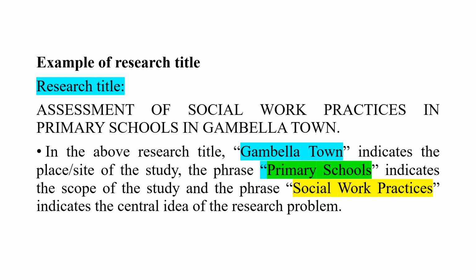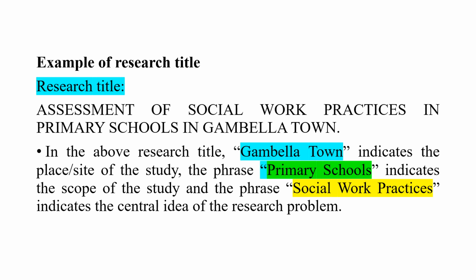Look at this research title. In this research, the phrase Gambella town indicates the place or the site of the study, the place where this study was undertaken. The phrase primary schools indicates the scope of the study. That means it includes primary schools. It does not include secondary schools. It shows what is excluded and what is included.